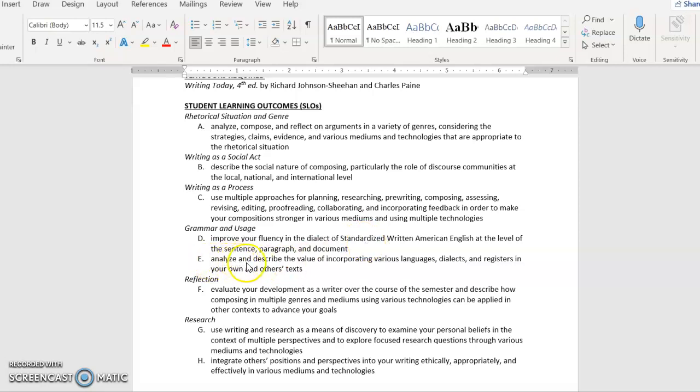So, and then analyze and describe the value of incorporating various languages, dialects, and registers in your own and others' text. So basically start thinking more broadly about using other languages, which you're always welcome to do in my class, about using other dialects, and then sort of thinking about the fact that English is not the epitome of language in any sense of the word, and that there is value in other languages and in using other languages inside of a paper for an English class.